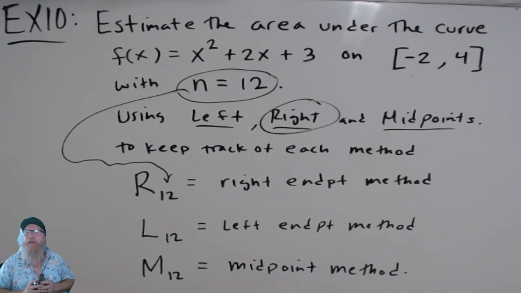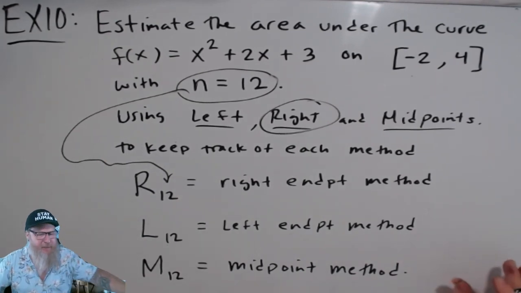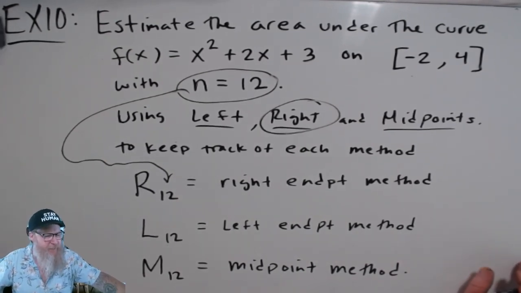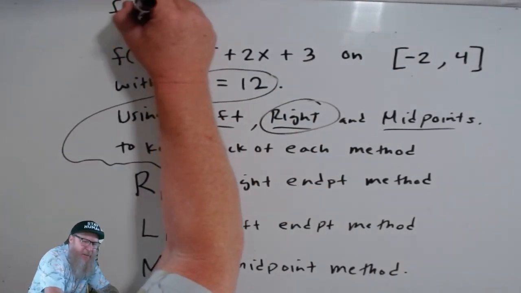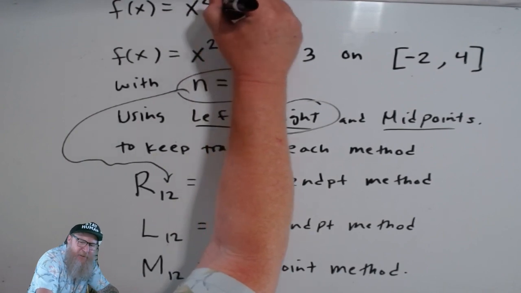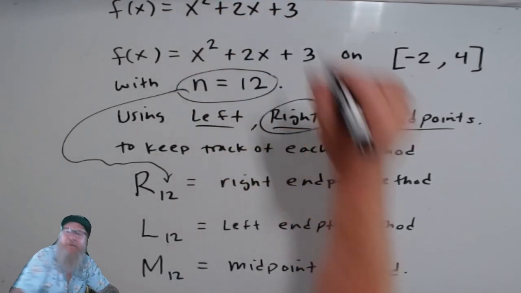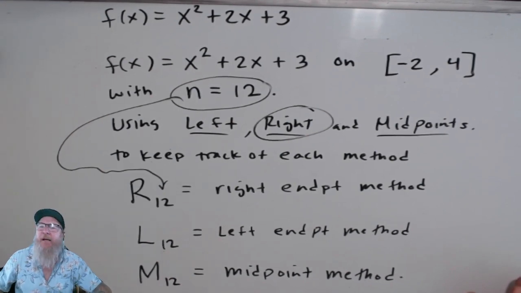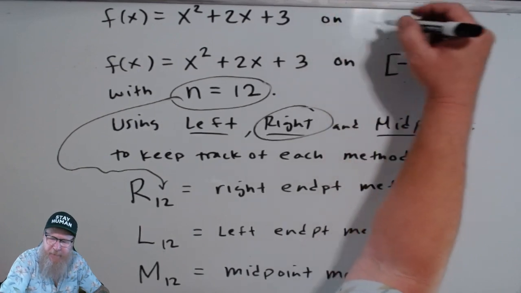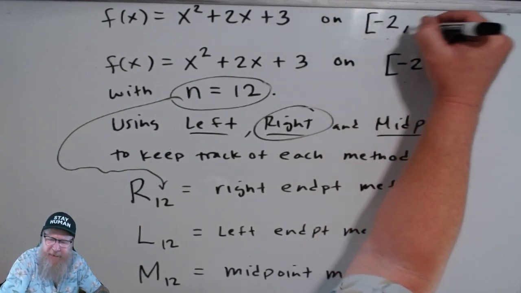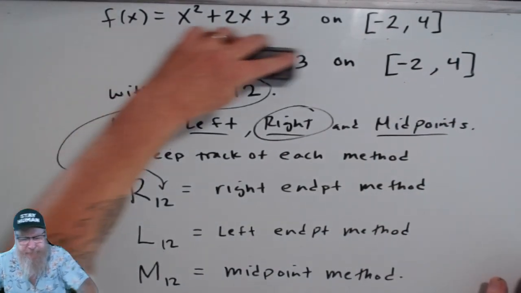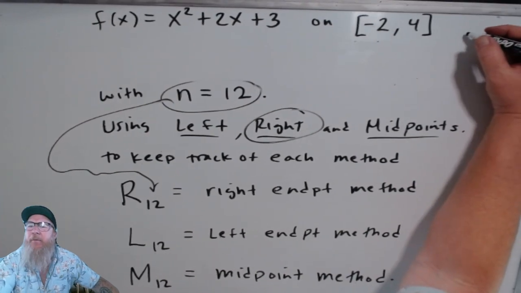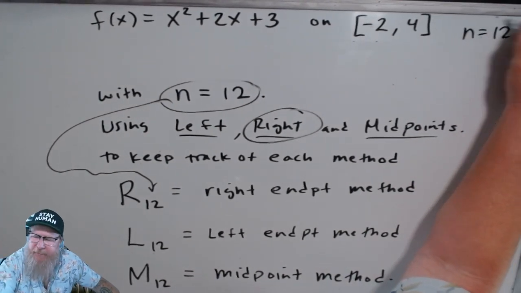All right. Took up all my space here, so let's get rid of that. Let's move the function up here. We're going to need the function for quite a few of the steps. I'm not going to draw the graph. Maybe I will very quickly, but not very detailed. And then I'm going to put over here n equals 12.